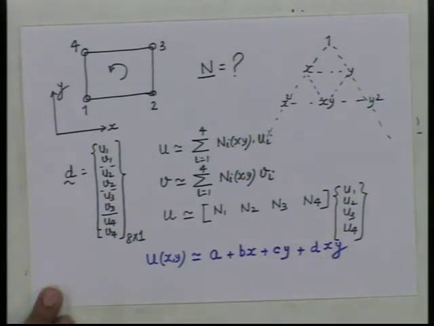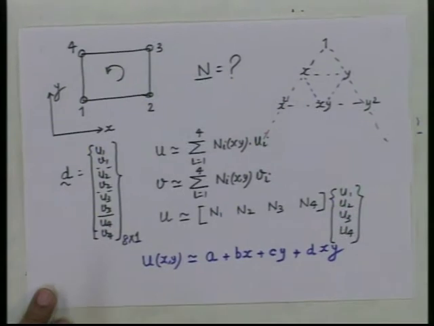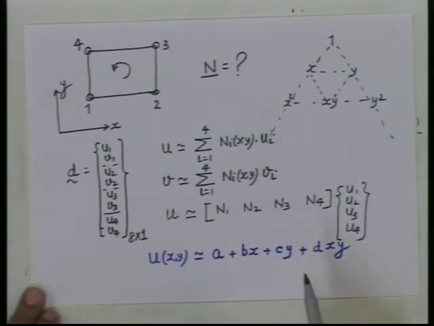So, this is one thing that you have to keep in mind, that proper terms of the Pascal triangle are retained, and then you cannot keep more terms here than the number of boundary conditions that you have got. You have got 4 nodes. So, you can write down only 4 equations.